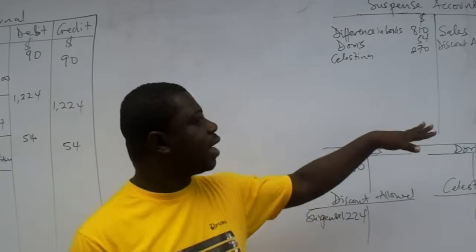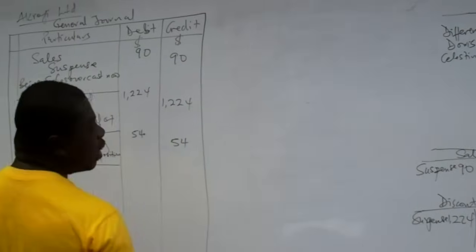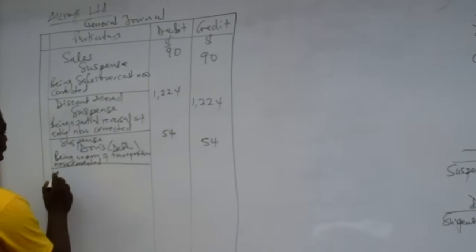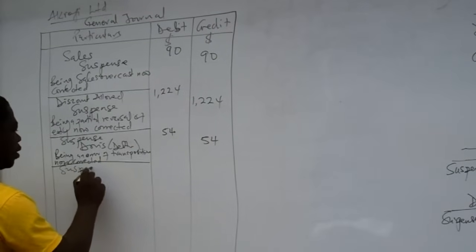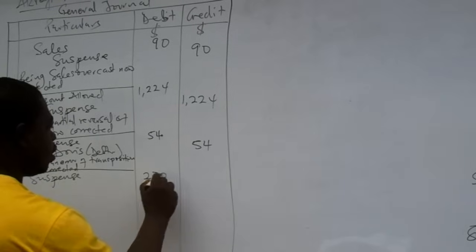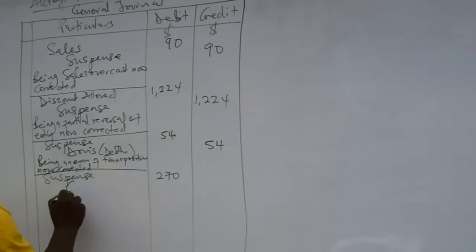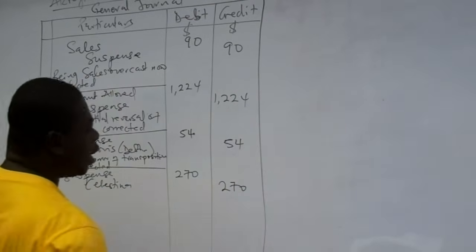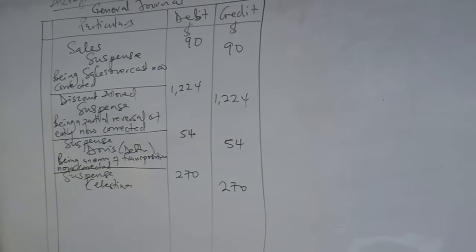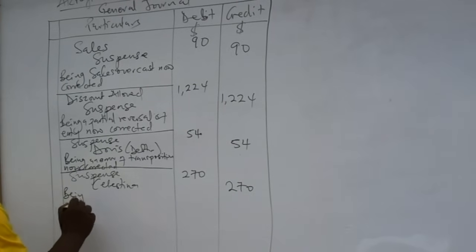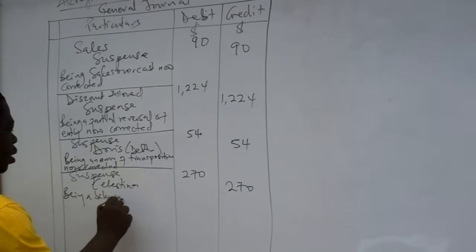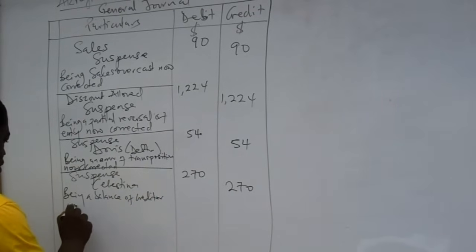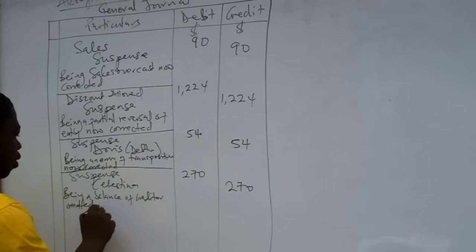Then once this is done, we come to the journal as usual, and because suspense made the debit entry, we will write suspense first, 270 on the debit side, and we slant it and we say Celestina, creditor, 270. And then we narrate the error. This is balance omitted. So you can say, being a balance of creditor omitted, now corrected.